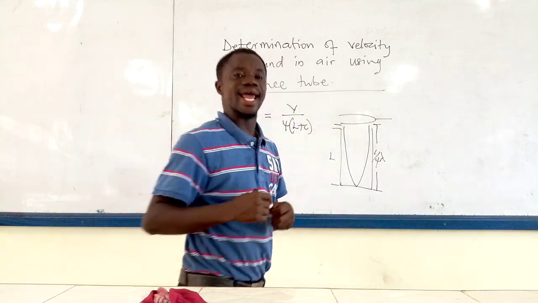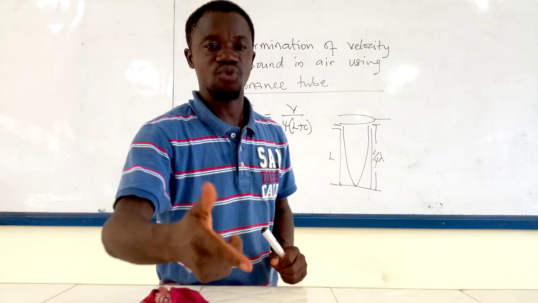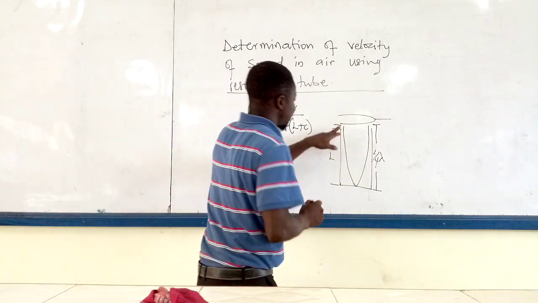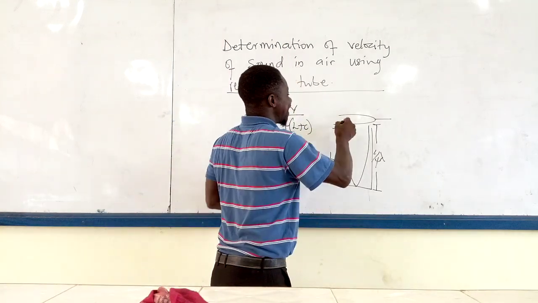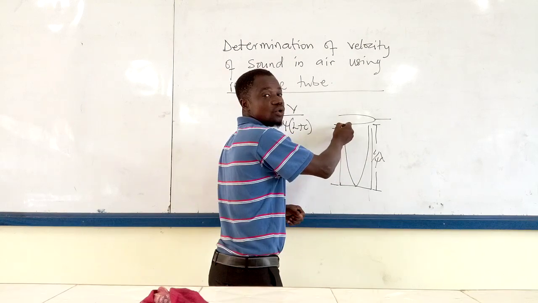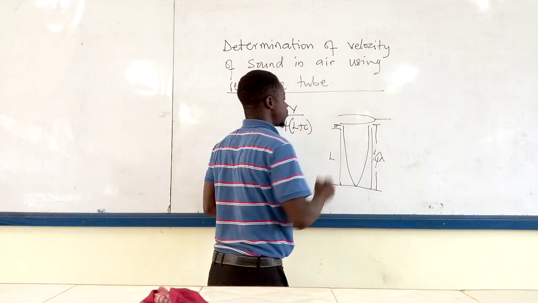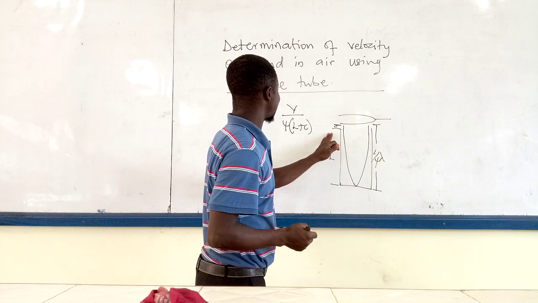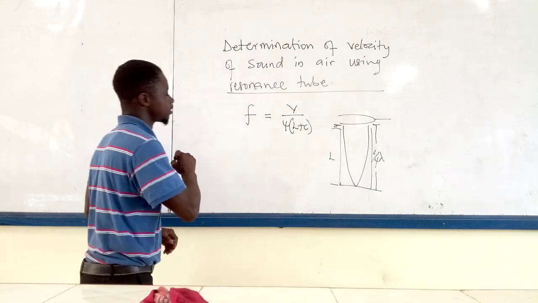So that error that we try to take care of is what we refer to as the end correction: the distance between the open end of the pipe and the antinode. This point is the antinode of the wave. So we call that C. Now look at this.